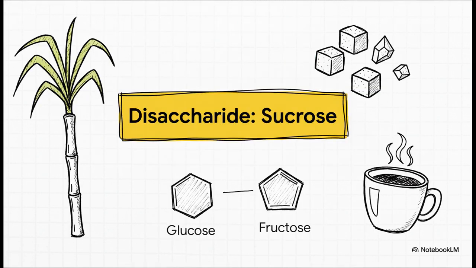Next up is sucrose. You know this one as plain old table sugar, the stuff we get from sugarcane and sugar beets. This is what happens when you bond a glucose brick to a fructose brick. It's literally what makes your coffee sweet in the morning.